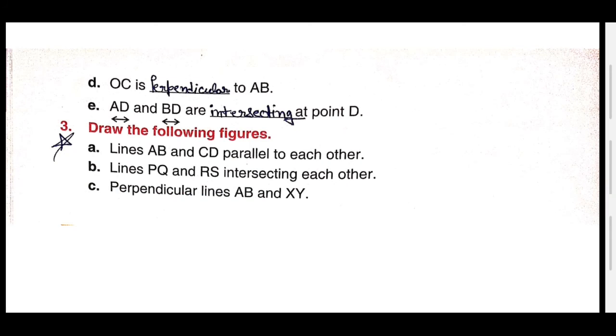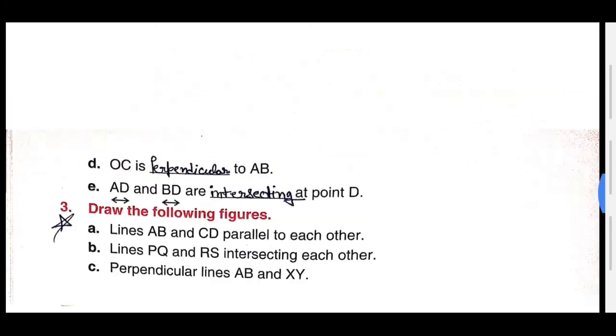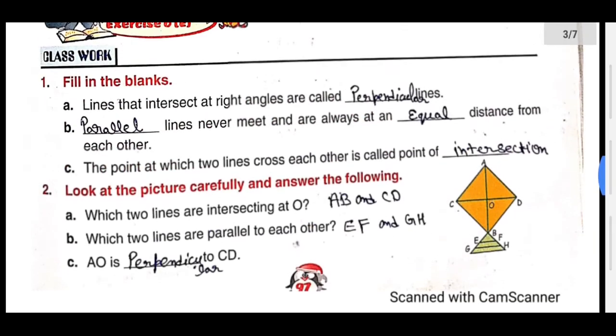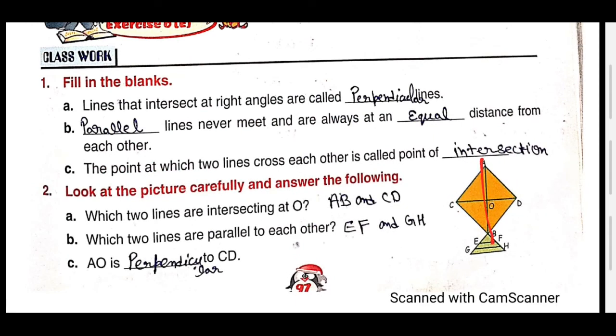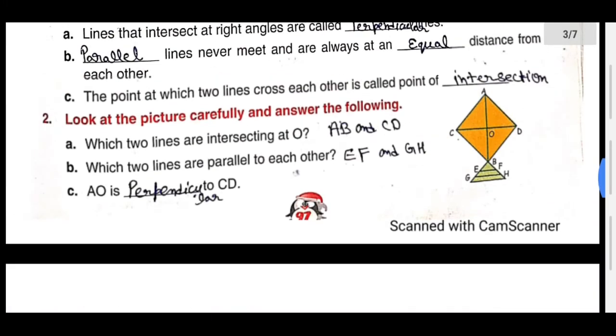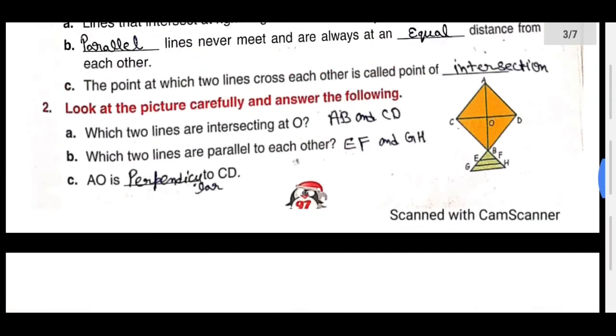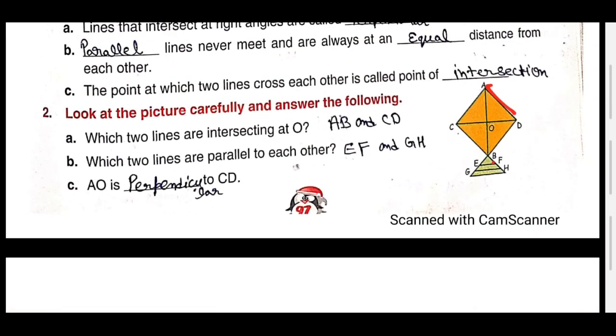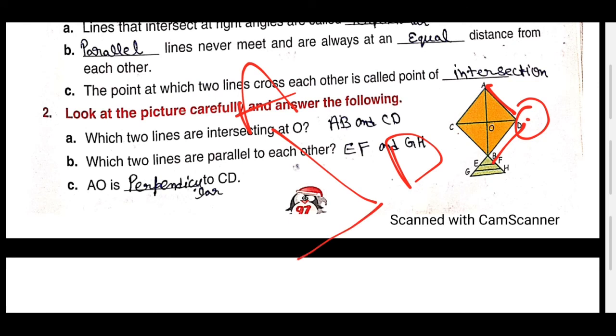Now AD and BD are dashed at D. Just check AD and BD. The question is that AD and BD. Now just see, it is AD, it is BD. They are dashed at D. So at D point, when they come here, D is the common point. So D is known as the point of intersection. But you see that they are not intersecting.